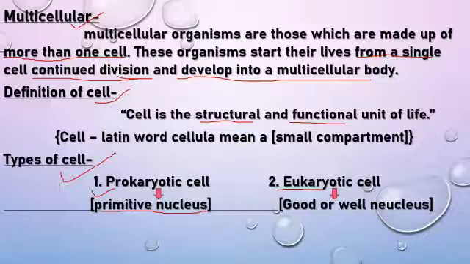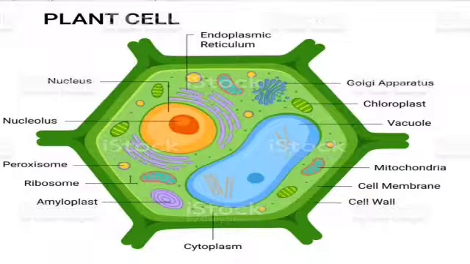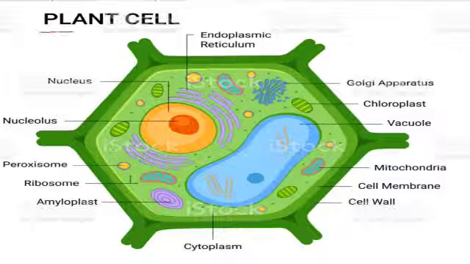What is the meaning of eukaryotic cells? Eukaryotic cells mean good or well nucleus. In such cells, the condition of the nucleus is good and well. Further, we can see the structure of a plant cell. Okay, it is the plant cell, the structure of the plant cell.